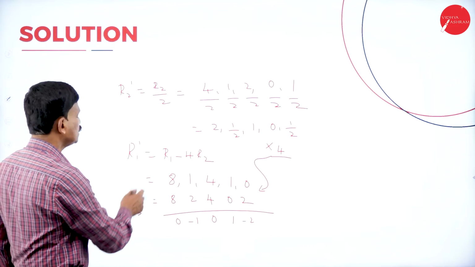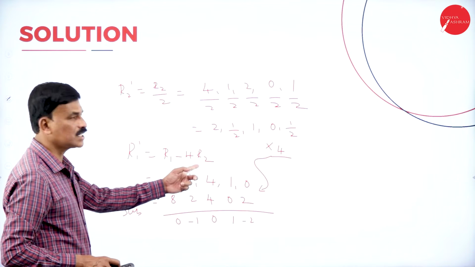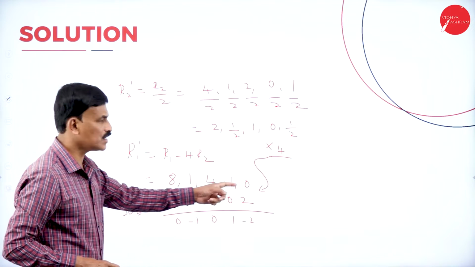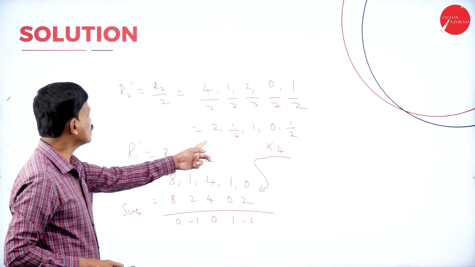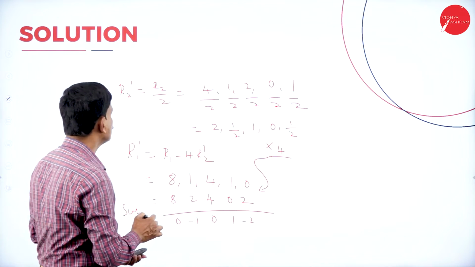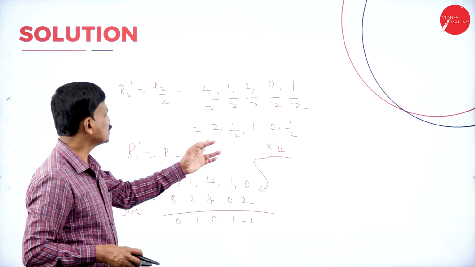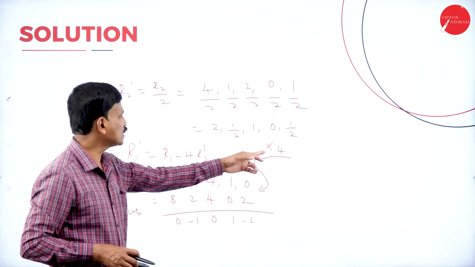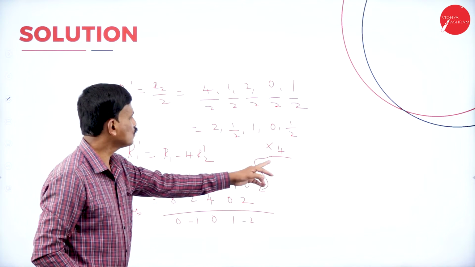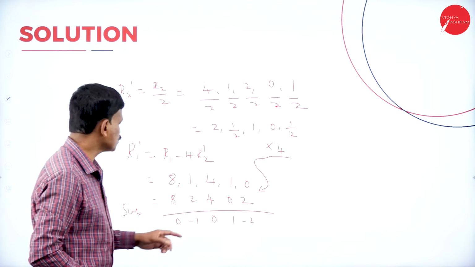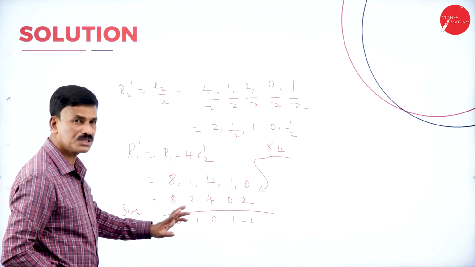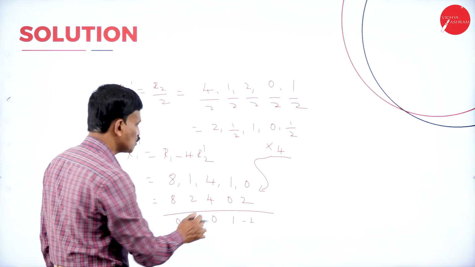Okay. So, here R1 dash is equal to R1 minus 4 R2. What are the elements of R1? 8, 1, 4, 1, 0. And the elements of R2 dash are 2, 1 by 2, 1, 0 and 1 by 2. Multiply this with 4: 4 2s are 8, 4 by 2 is 2, 4 1s are 4, 4 into 0, 0, 4 by 2 is 2. Subtract: 8 minus 8, 0, 1 minus 2 is minus 1, 4 minus 4 is 0, 1 minus 0 is 1, 0 minus 2 is minus 2.